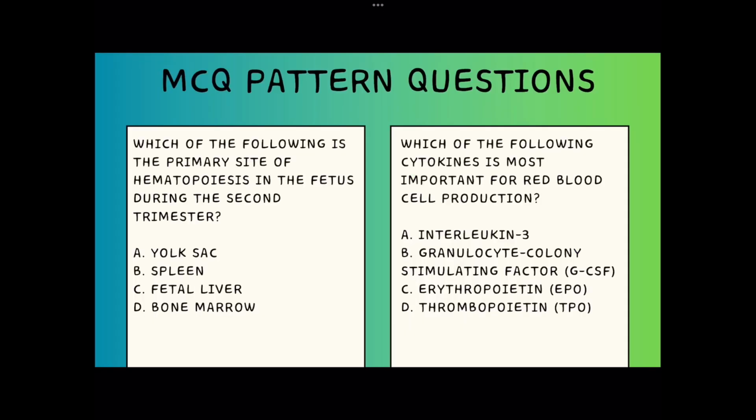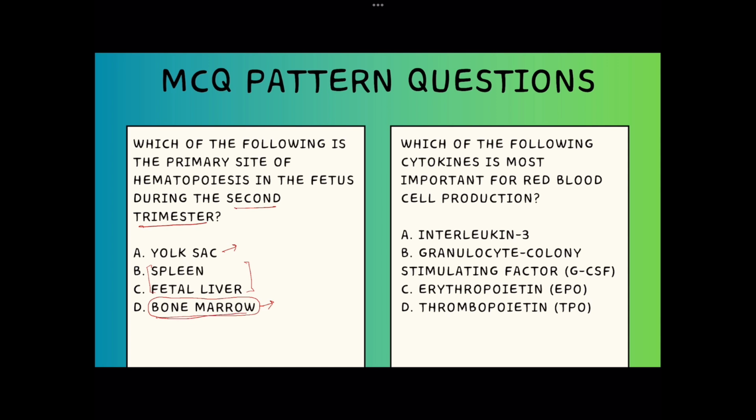Now to conclude, two MCQ questions are here. I will discuss these two. First question, which of the following is the primary site for hematopoiesis in the fetus during the second trimester? So the question asks about the second trimester. I told you that the yolk sac is active in the third week of intrauterine life, bone marrow after 3 to 4 months. Normal hematopoiesis never occurs in the spleen or fetal liver. So in the second trimester, after 3 months, the bone marrow is the site.